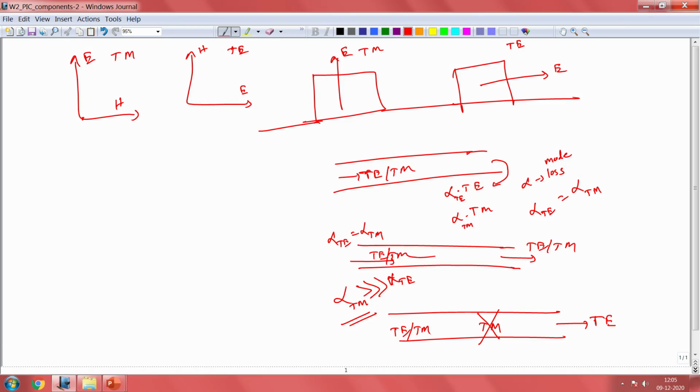So, how do we achieve this? We need to have high loss for this TM mode, so this electric field should be absorbed. We know from the basics that if I put a metal, which has a very high refractive index, your E field should interact with this metal.